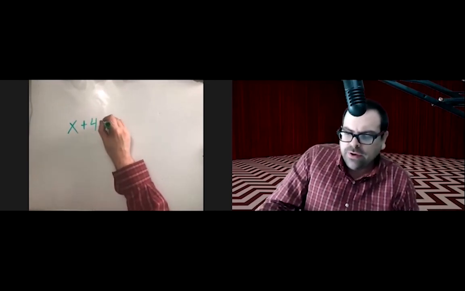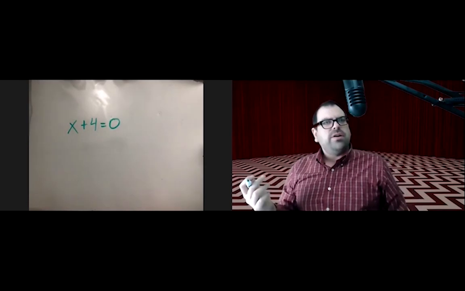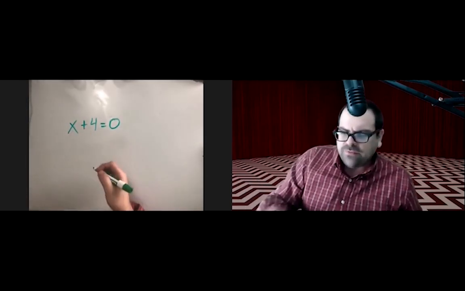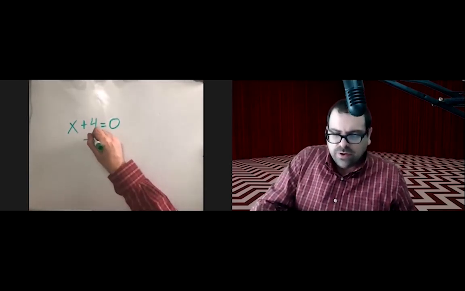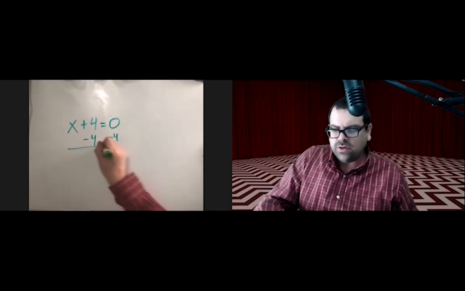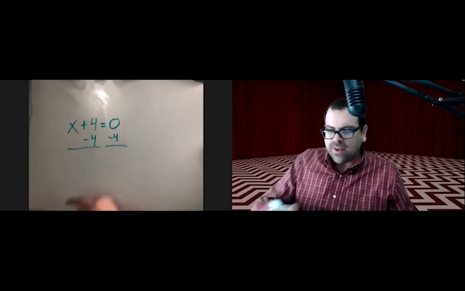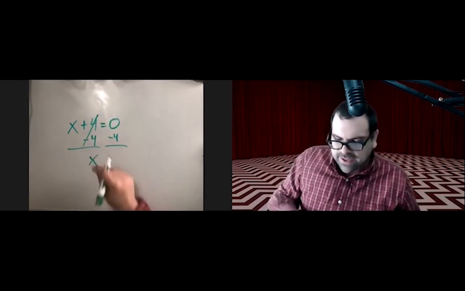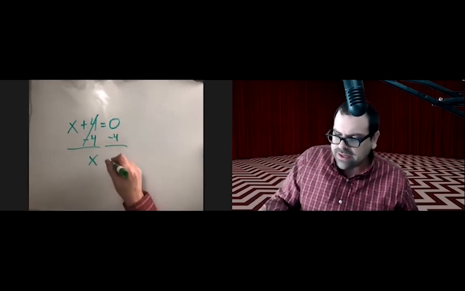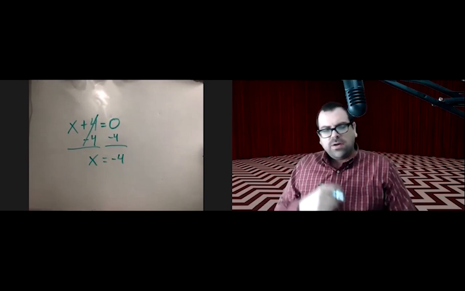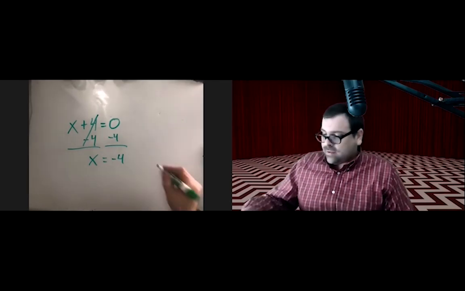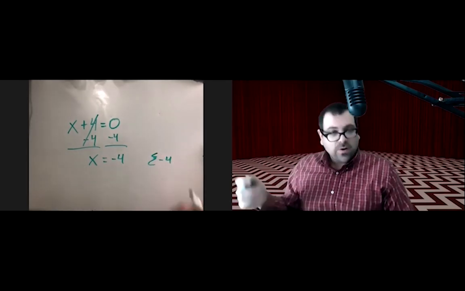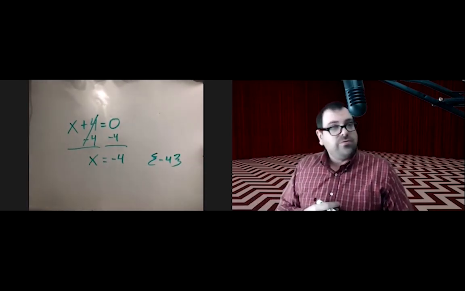So if we had the simple equation x plus 4 equals 0, how would we solve it? We want to get the x by itself, so we need to undo adding 4. We undo adding 4 with subtracting 4. Whatever we do on one side, we do on the other. It leaves us with just x on the left, and then 0 minus 4 is -4 on the right. If we wanted to express our answer as a set, it would be the set containing our answer, one number, -4.